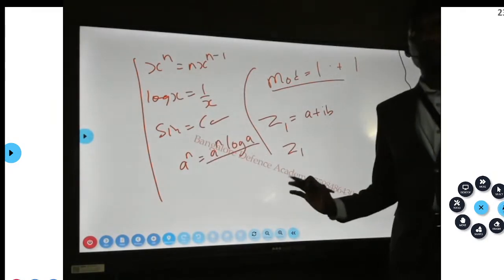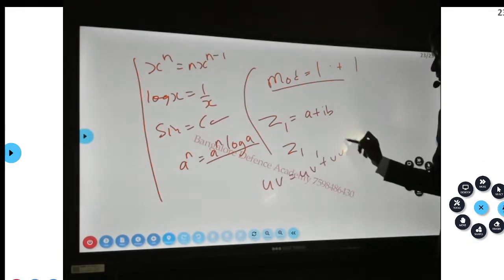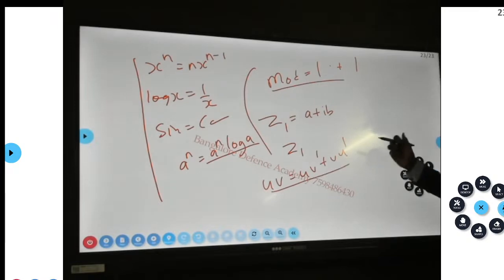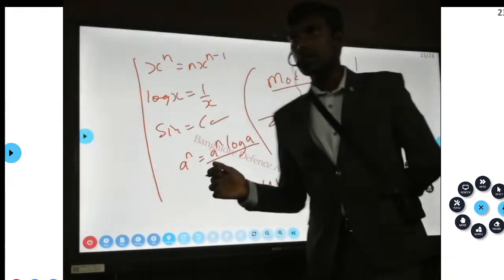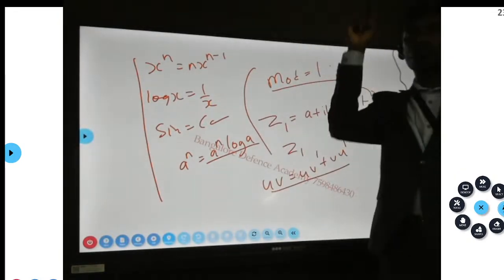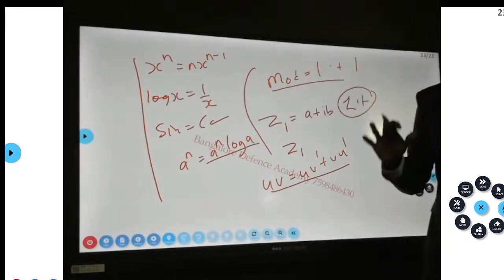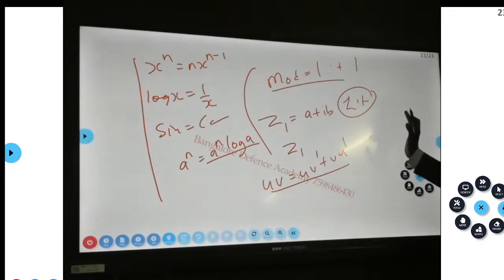Constant is 0. Then the uv method, that is what? u v dash plus v u dash. Product rule, then division rule. All these rules you should remember in differentiation. Limits, mostly go with the L'Hospital rule. You know the L'Hospital rule? 0 by 0, infinity by infinity, or 1 by 1. Just check whether the question is satisfying that L'Hospital rule. Mostly they ask that in limits. Okay? If not, even then you can do it with differentiation logic.